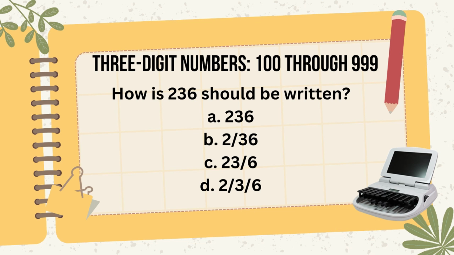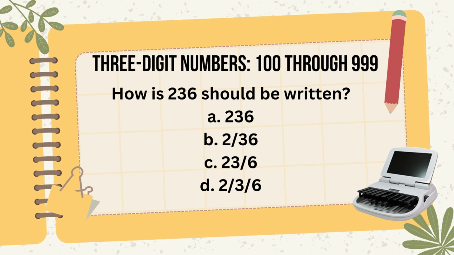Now, for the three-digit numbers from 100 through 999, for example, we have here 236. How are we going to write this one? We have choices here. A, in one stroke, 236 all together or simultaneously. B, two strokes, 2 and then 36. C, two strokes, but 23 first and then 6. And D, three strokes, 2, 3, and then 6.